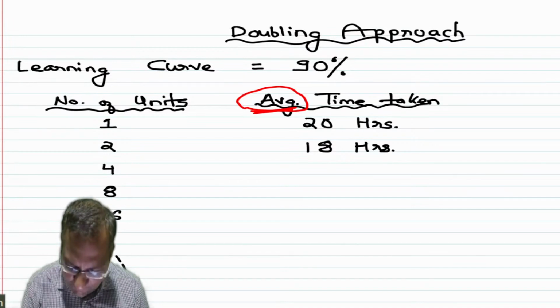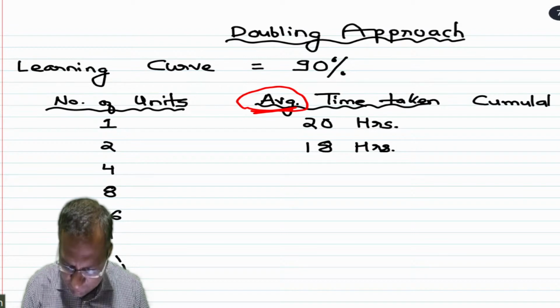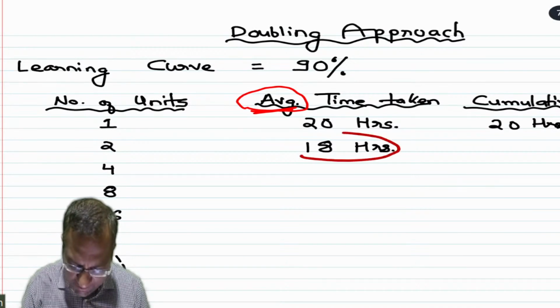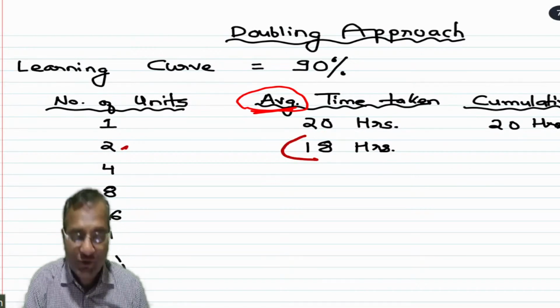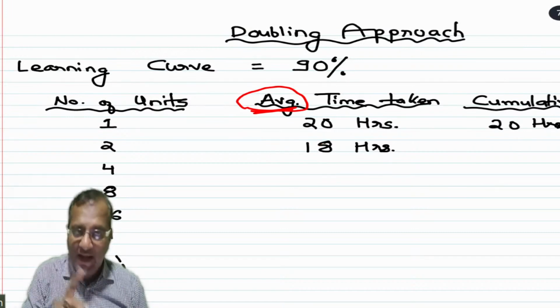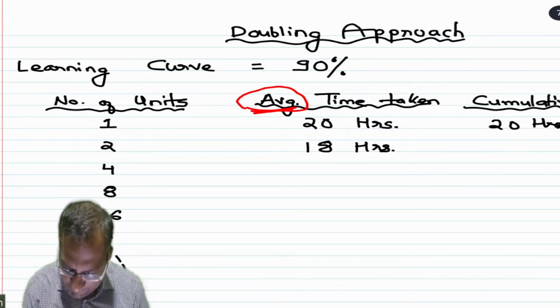देखिए, यहां पे अब हम एक और कॉलम बनाते हैं. It's not 18 hour. यहां पे हम एक और कॉलम बनाते हैं, cumulative hours. Okay. So first unit 20 hours. This is the average time taken to manufacture 2 units. So this is the average time. For 1 unit, 18 hour average time. So for 2 unit, it will be 36 hour.